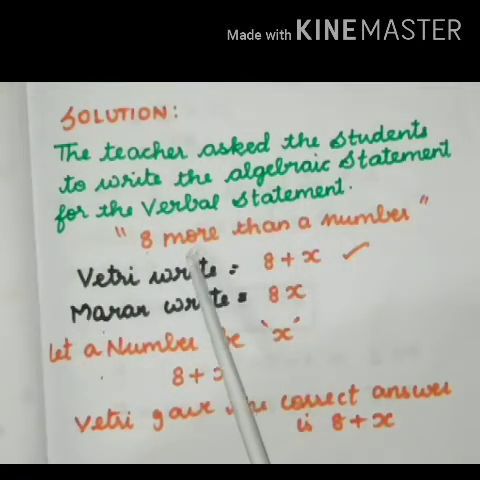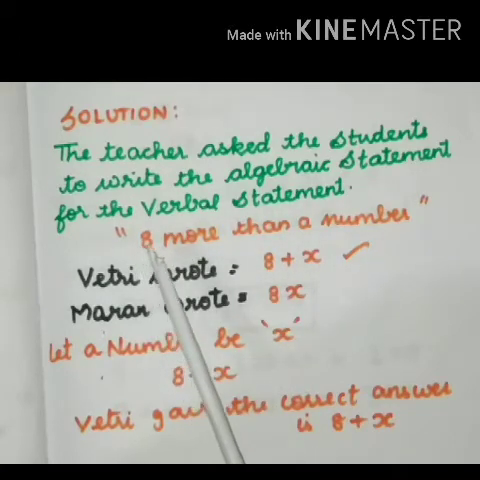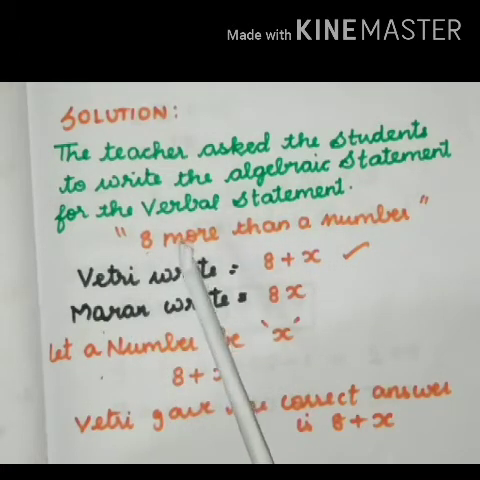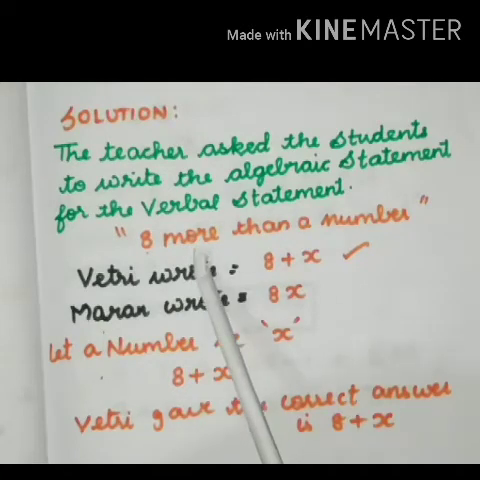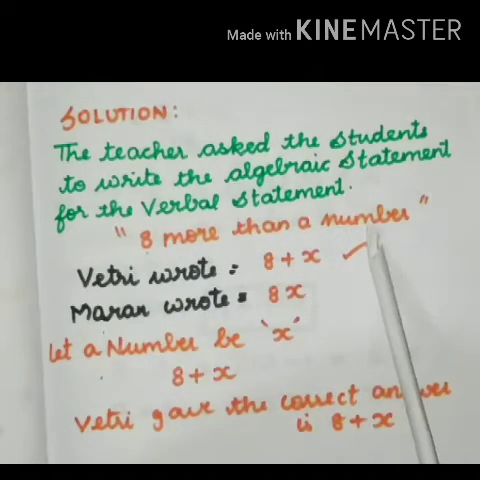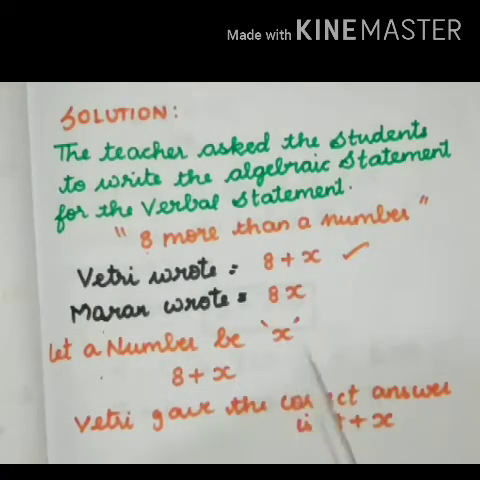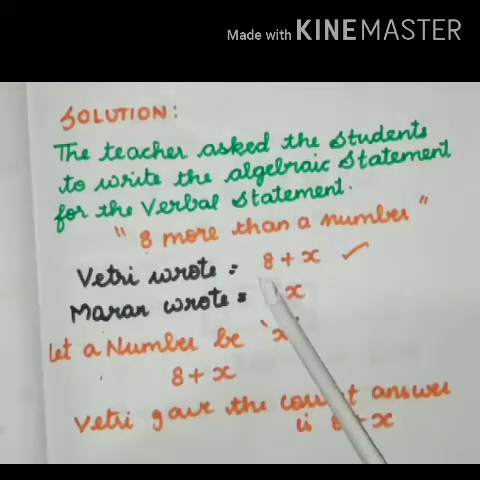Students, note down carefully. Here 8 is a constant value. More represents the keyword addition. We don't know that number, so let's take a number to be x. 8 more means you have to put the addition symbol. A number, we take the number to be x. So 8 plus x. Who gave the correct answer? Vetri. Vetri wrote 8 plus x, so Vetri gave the correct answer, 8 plus x.